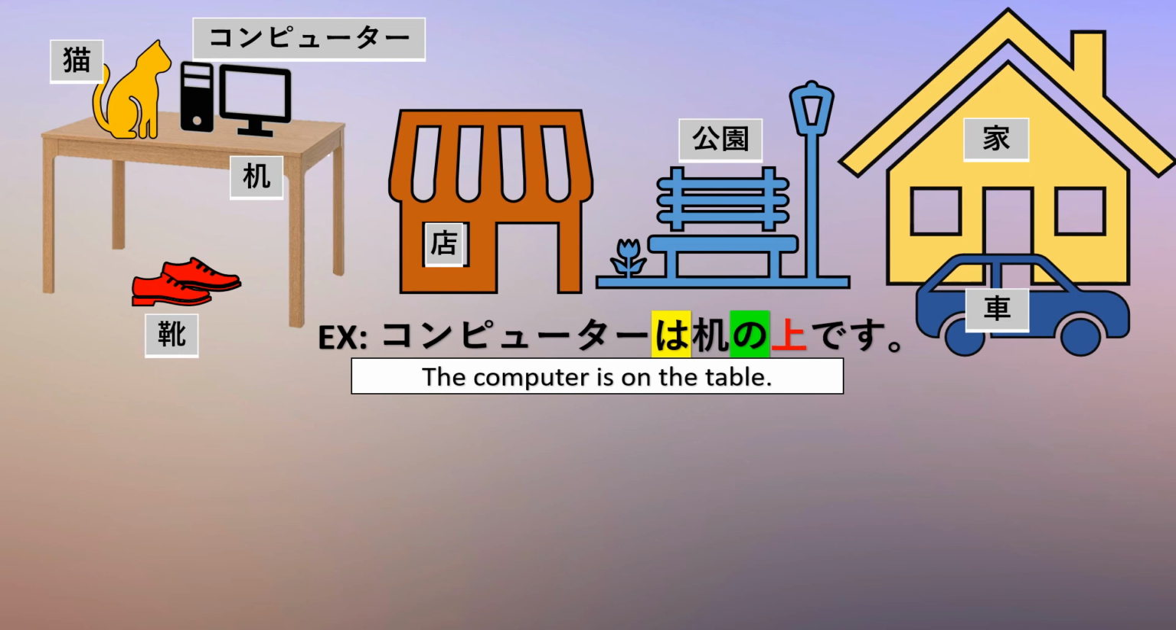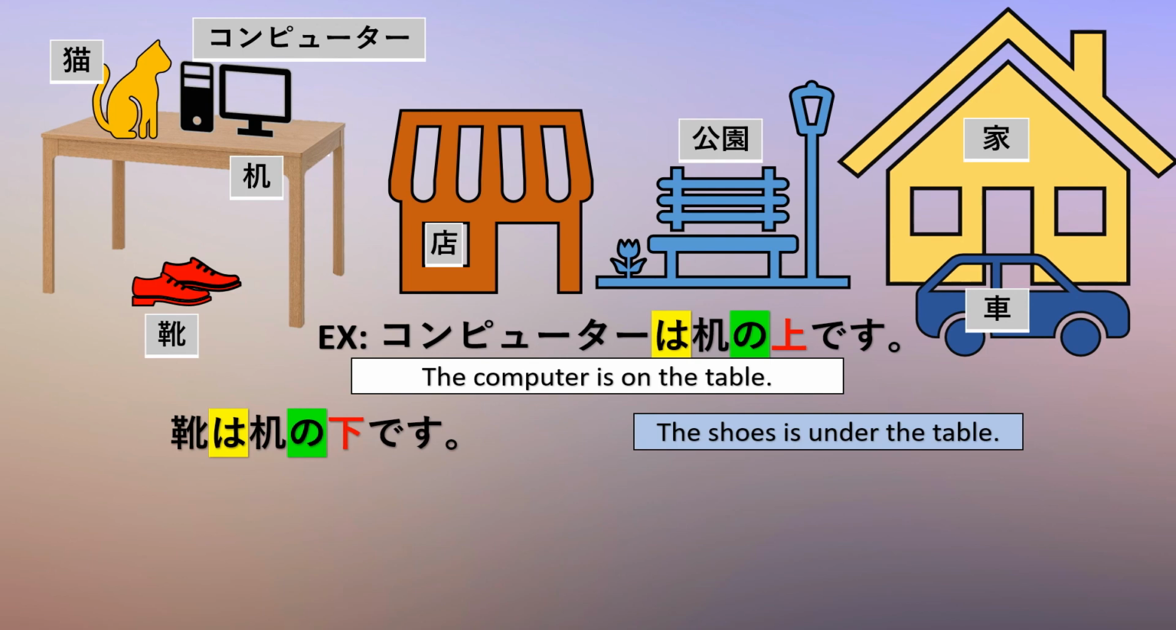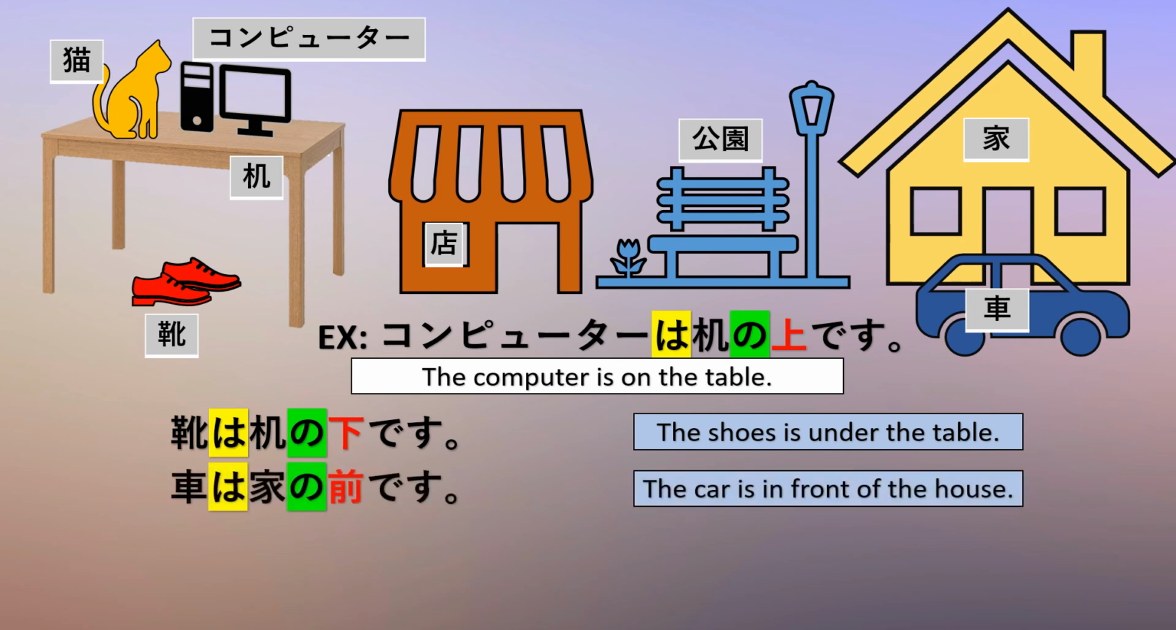Okay, I have made three sentences. So the first is kutsu wa tsukue no shita desu. The shoes are under the table. Kutsu means shoes, right? Next, kuruma wa ie no mae desu. The car is in front of the house. So kuruma is car, then the reference point is house. Ie no mae desu is in front.